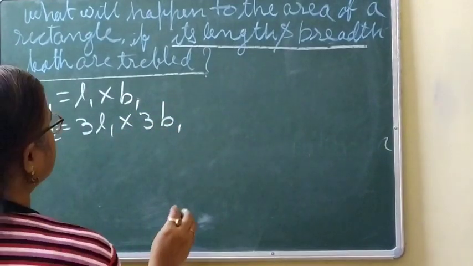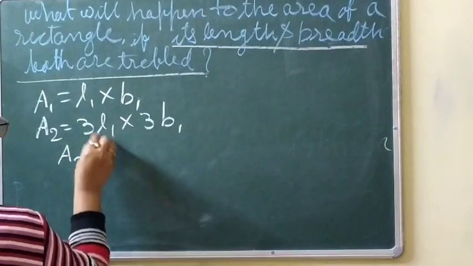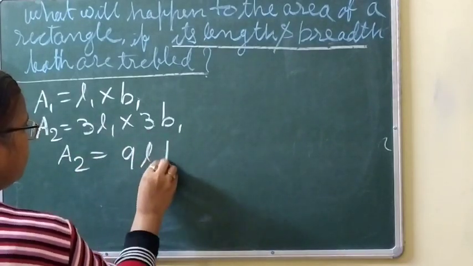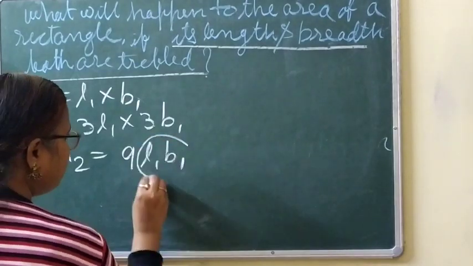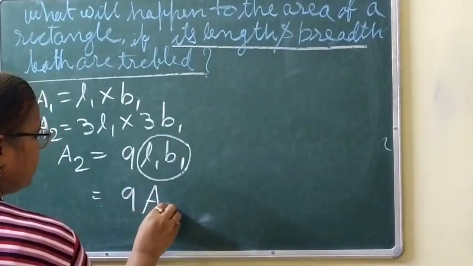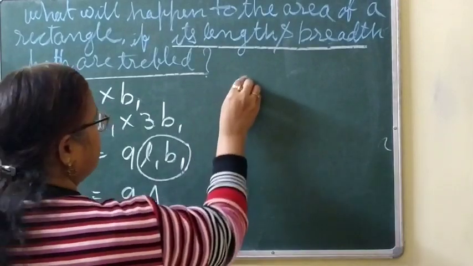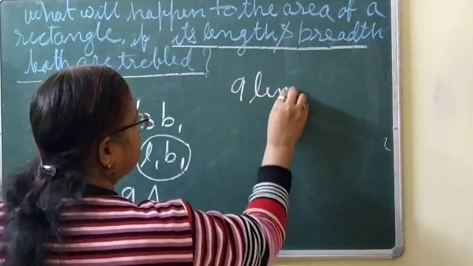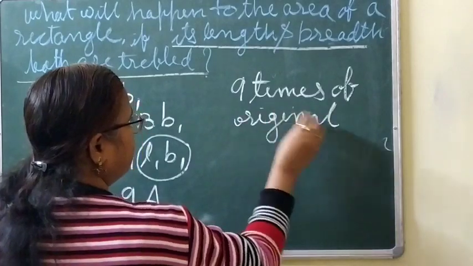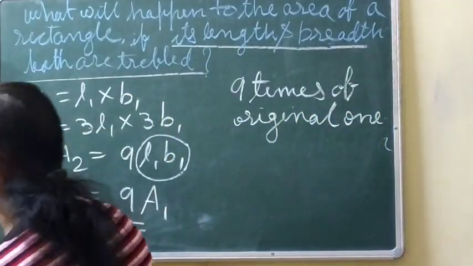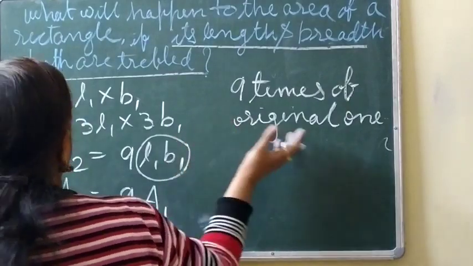Okay. So what will happen to the area? So new area will become what? New area will become 3 3s are 9, 9 L1 B1. This L1 B1 is what? Can we write 9 A1? So new area will become 9 times of the original one. Clear? So new area will become 9 times of the original one, and so this will be the answer.